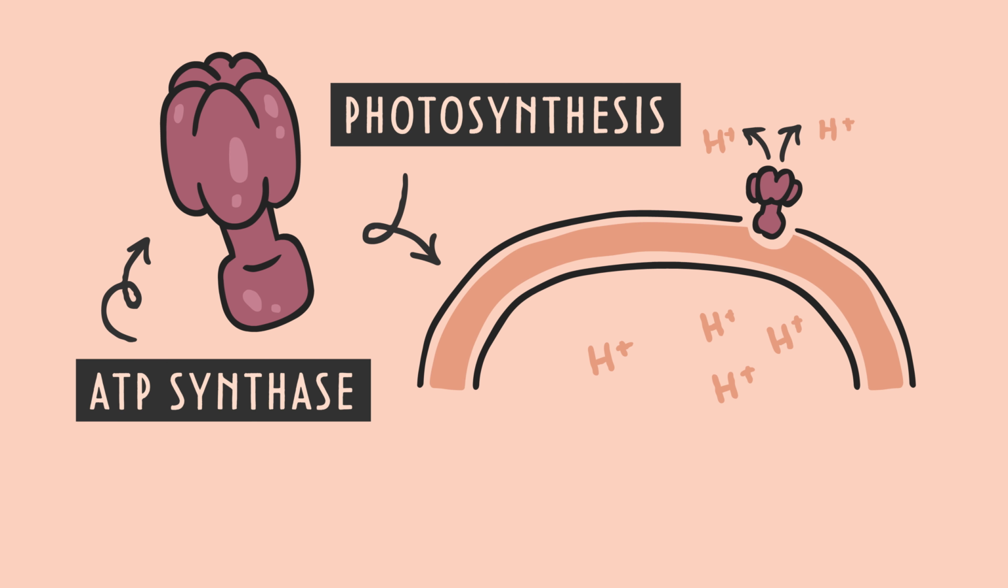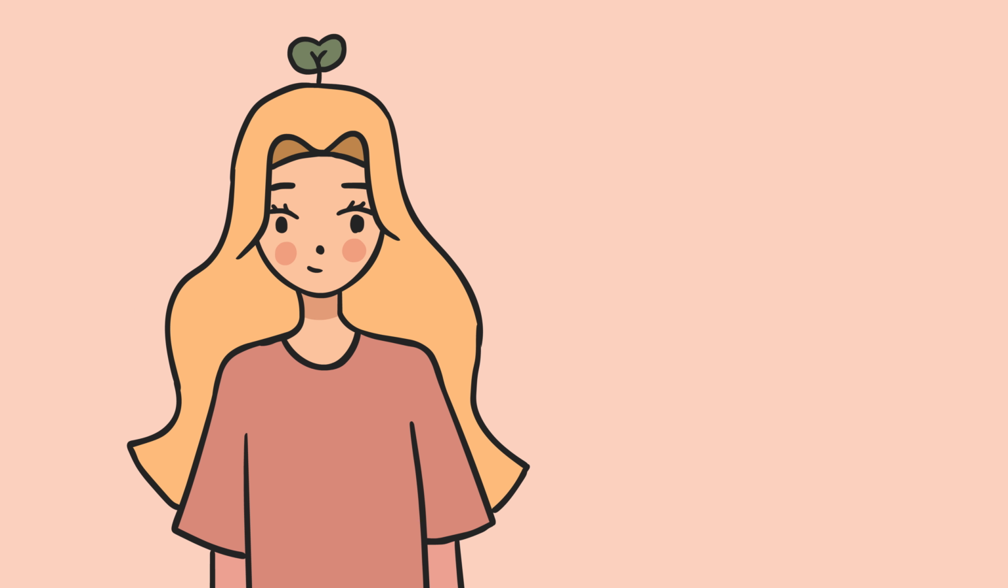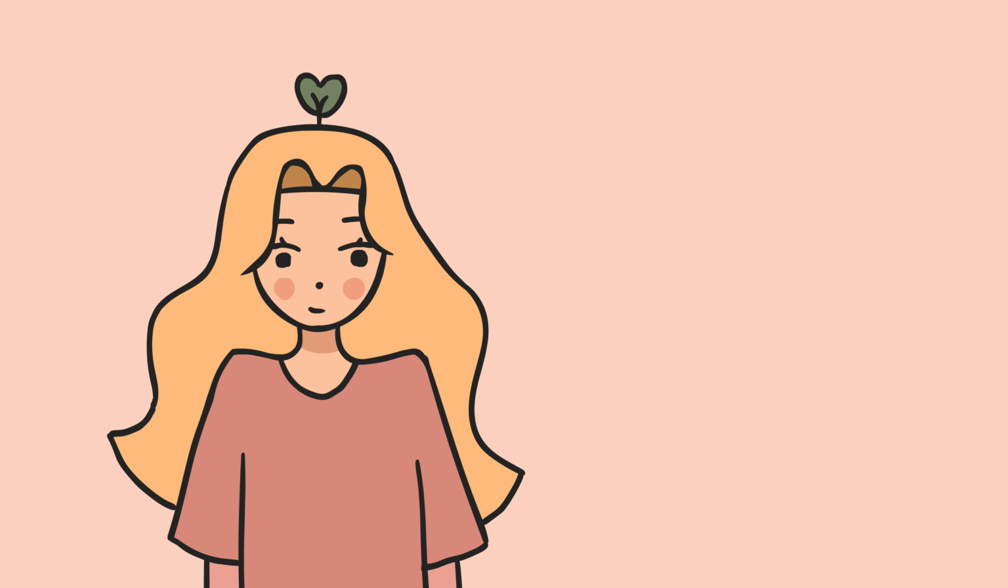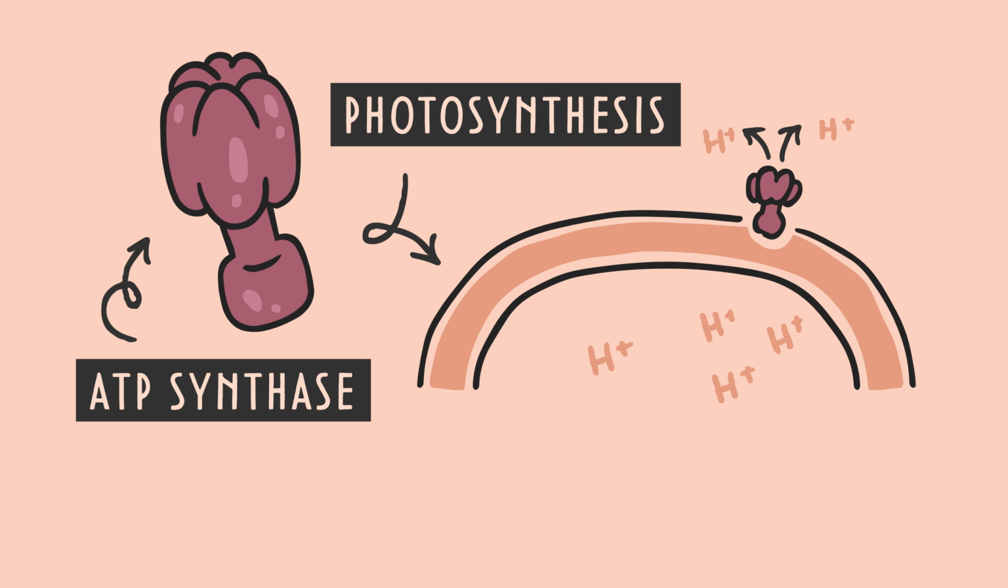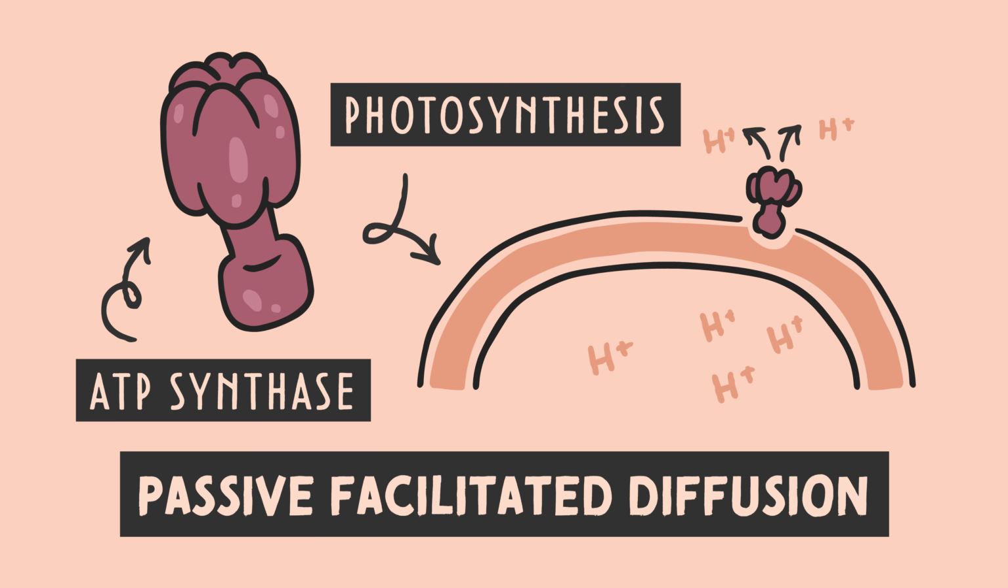Hydrogen ions cannot go through a cell membrane since they are charged, so either they need an input of energy or a protein that helps them get through. In this case, they go through ATP synthase down their concentration gradient, which would make it passive facilitated diffusion.